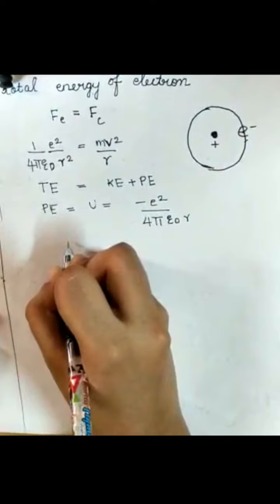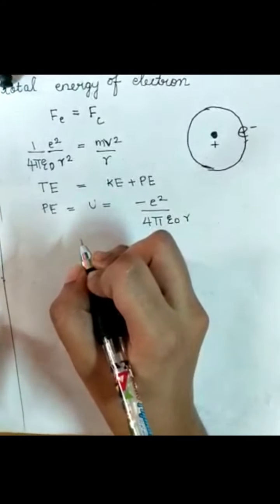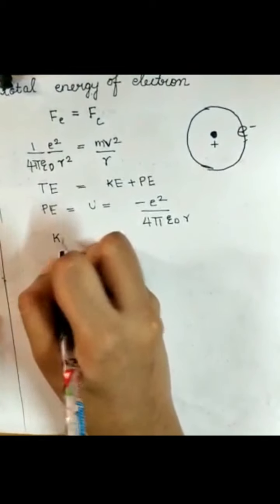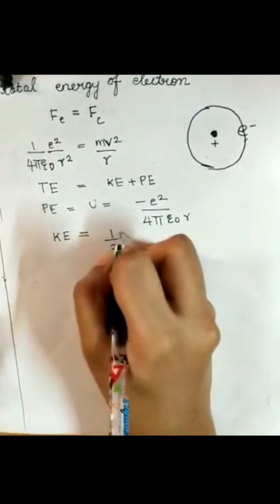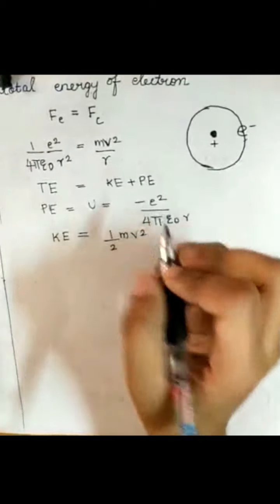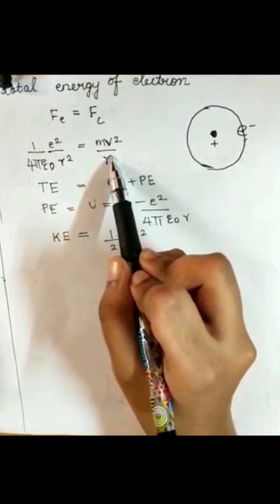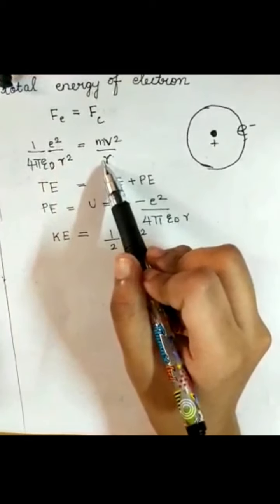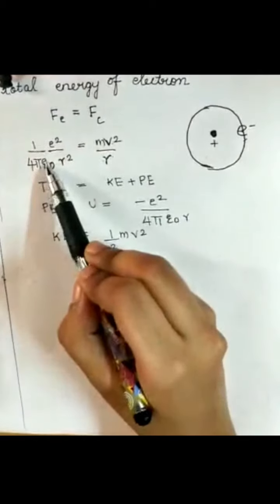So, we have to find the kinetic energy. The expression for kinetic energy is equal to half mv square. So, what we have to find is that here there is r. That should be cancelled with this r. And we have to divide both sides by 2.